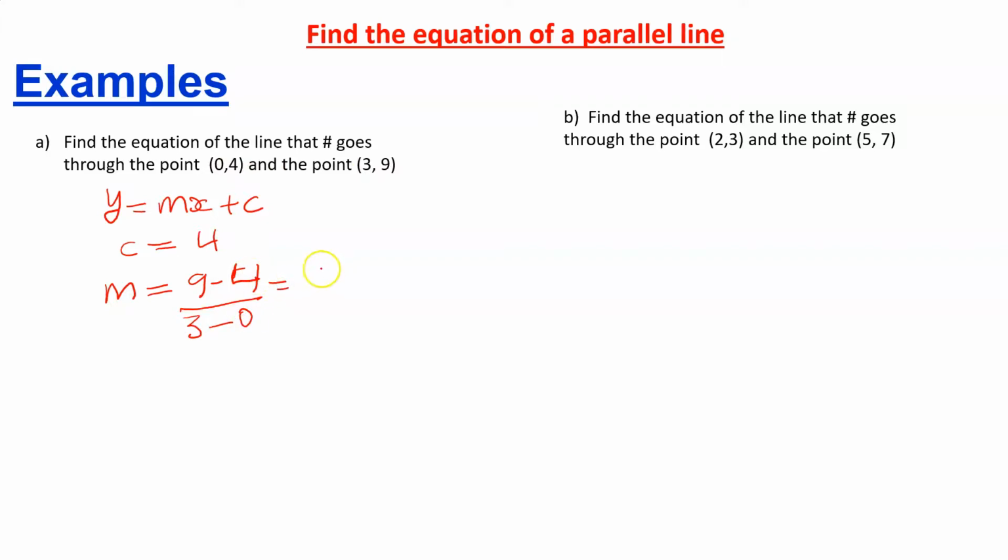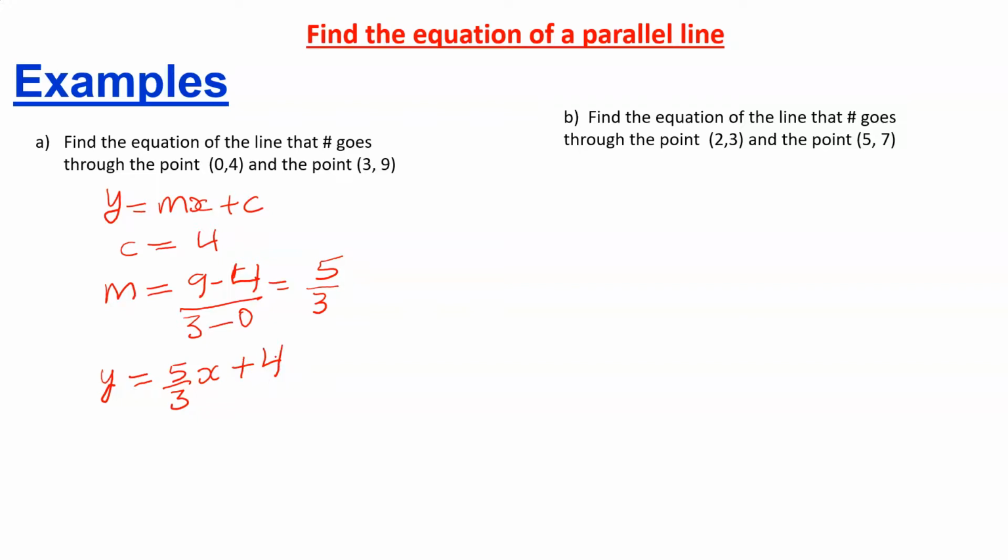9 take away 4 is 5. And 3 take away 0 is 3. So that is our m. We know c, we know m. Let us put them together. 5/3 x, 5/3 is m, and c is 4.